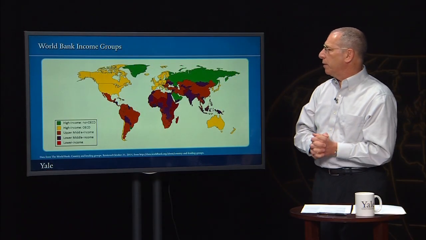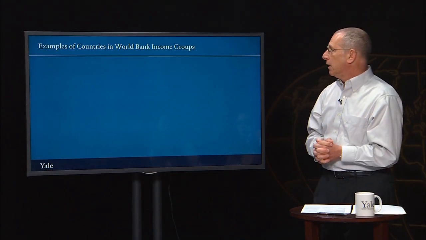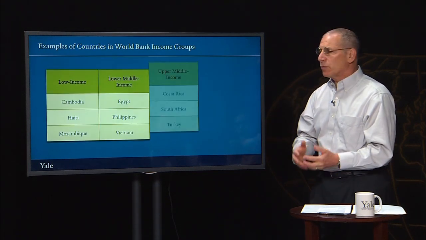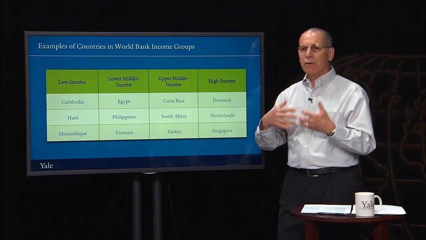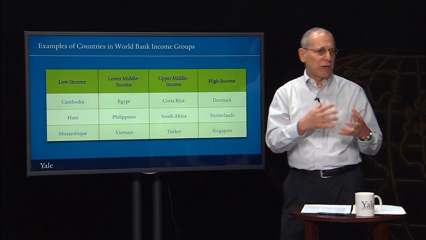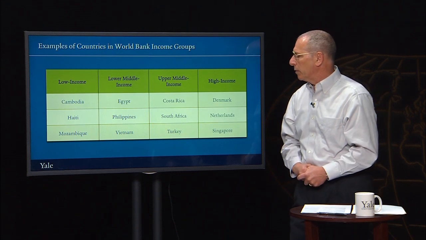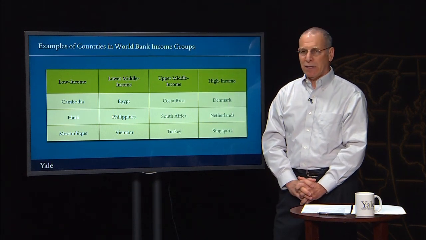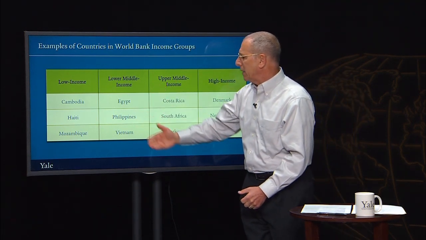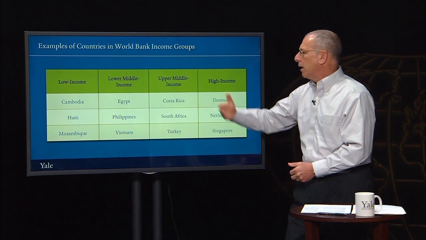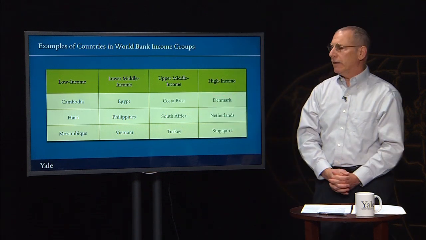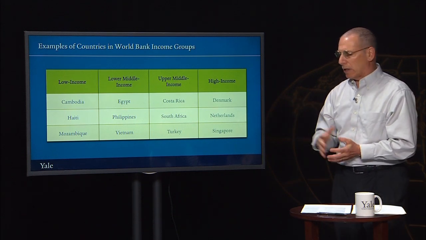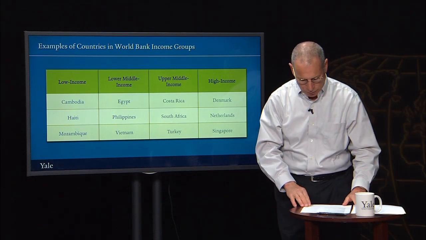And let's explore for one minute just some examples of the World Bank country income groups. This won't be a surprise to most of you, but it will help you to get a little bit better feel for which countries fall into which country income group. So when we think about low-income countries, these might include Cambodia, Haiti, and Mozambique. Lower middle income, Egypt, the Philippines, and Vietnam. Upper middle, Costa Rica, South Africa, and Turkey. And finally, some of what we certainly know of as the high-income countries, Denmark, the Netherlands, and Singapore.